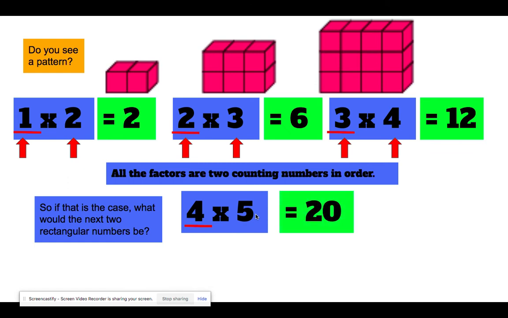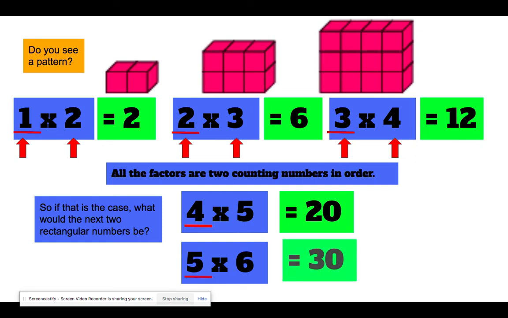And that, of course, is 20. So 20 is our next rectangular number. So the next rectangular number after that would be 5 times 6. So again, we're going 5, and then the next number up is 6. And that, my friends, is 30.